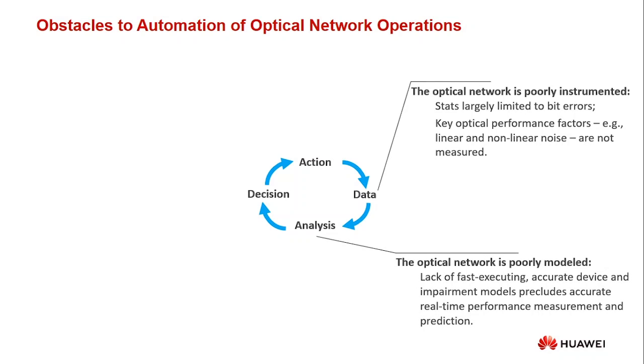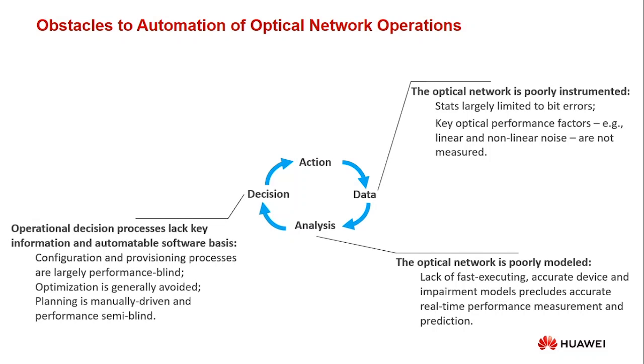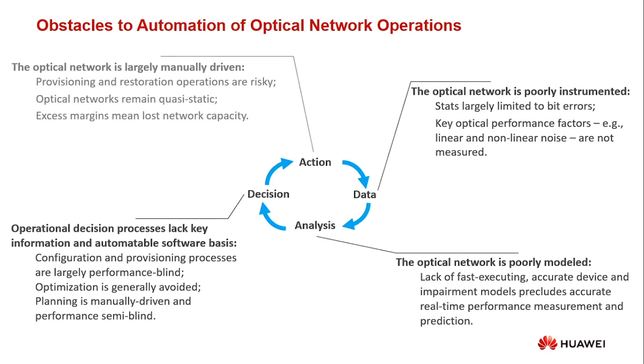When it comes to modeling, there's nothing resembling a digital twin that's out there in use, right? So modeling tends to be for the planning domain. Fast-executing, accurate device and telemetry supported modeling for real-time performance measurement and prediction just isn't out there. And when we talk about decision processes, this leads obviously to compromises. Configuration and provisioning are performed pretty much blind. Optimization of the network service configuration is generally avoided. And planning tends to be manually driven and, I would say, performance semi-blind.